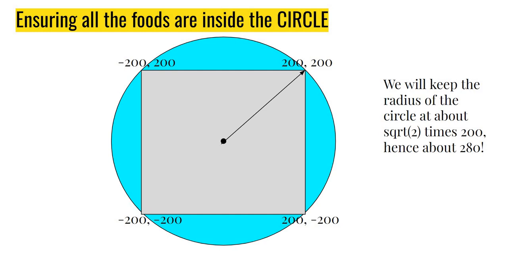Remember, we still have to ensure that the foods are all inside the playing area or the circle. In this case, remember the foods are being placed between an area of say minus 200 to 200, and hence we must make sure that the circle is large enough to have all the potential foods. One way to ensure this would be to say that my circle should have a radius which is, let's say, this length, and this radius will be given by 200 times root 2, because that's this by Pythagoras theorem. So I get 200 root 2, which is about 280, and that's what I'll go with. So I'll make a circle of radius 280, and that becomes my playing area. That is definitely large enough to make sure all the foods are in fact inside.